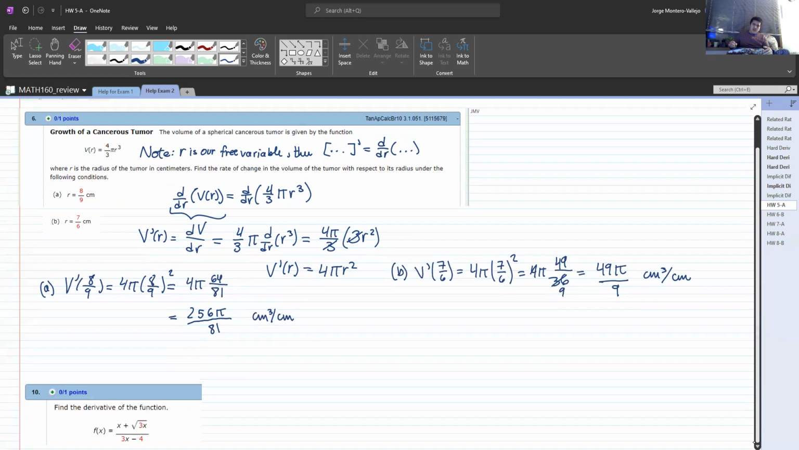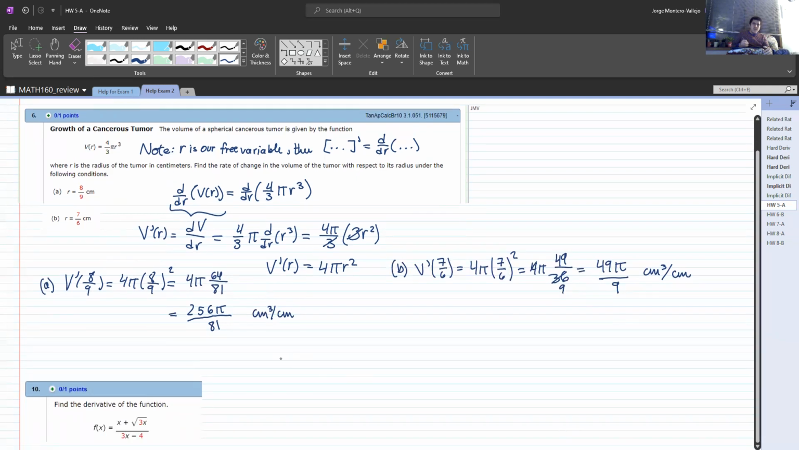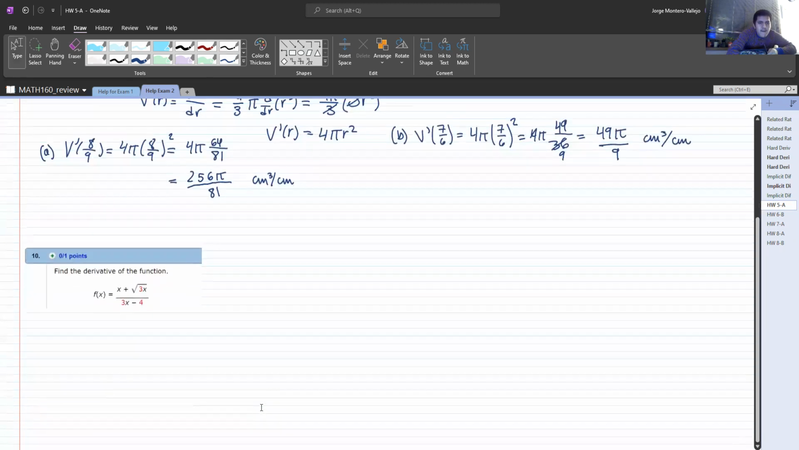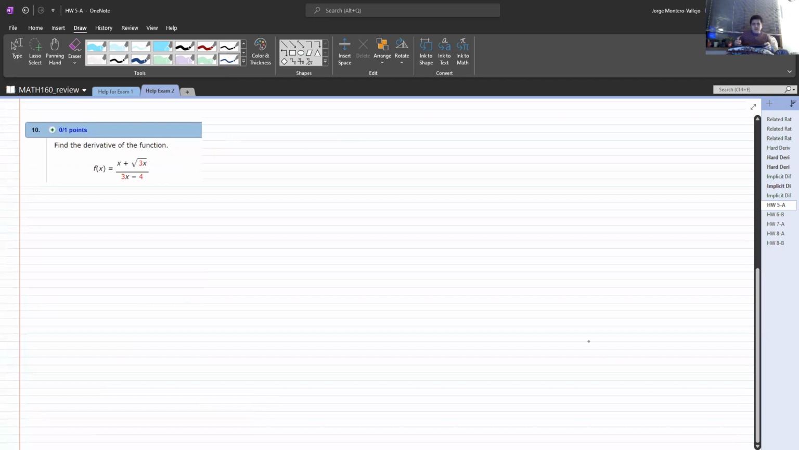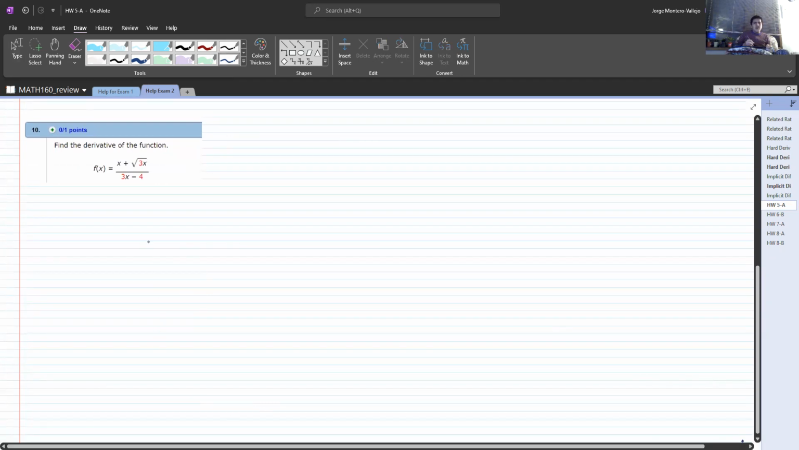Okay, so let's then go and do this other problem. We need to find the derivative of the function f of x equals x plus square root of 3x, all of that divided by 3x minus 4. Okay, so this is going to be the quotient rule, because we have a function over a function. Remember the quotient rule, f over g: the derivative of that is f prime g minus f g prime divided by g squared, right?